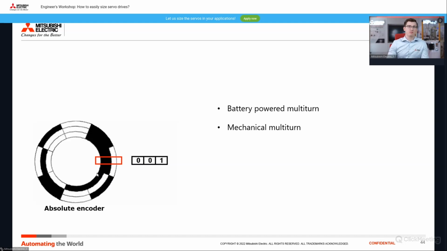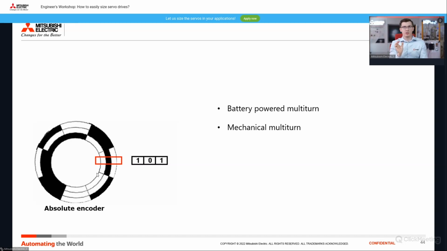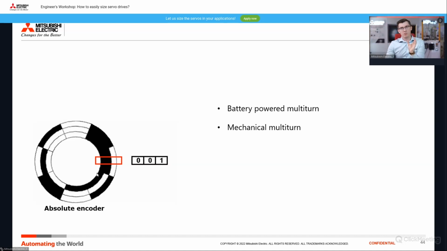But the resolution of that multi-turn encoder will be lower, normally about 4 times lower than the battery ones. And also the dimensions of the encoder will be bigger, so the motor will be bigger, because you have to fit the mechanical parts somewhere.